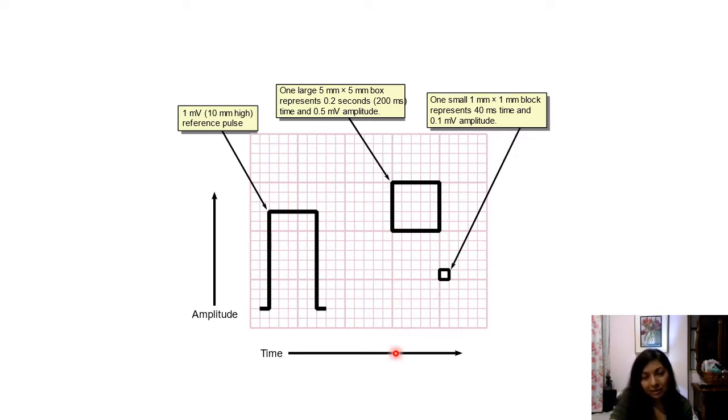The time scale is there because your ECG paper moves at a fixed rate. So you know that one large block of 5 millimeters represents 0.2 seconds or 200 milliseconds, and one small square is 40 milliseconds. Knowing that allows you to calculate the time represented by the different segments on your ECG, which represents the time it takes for the wave of depolarization to move through your heart muscle.